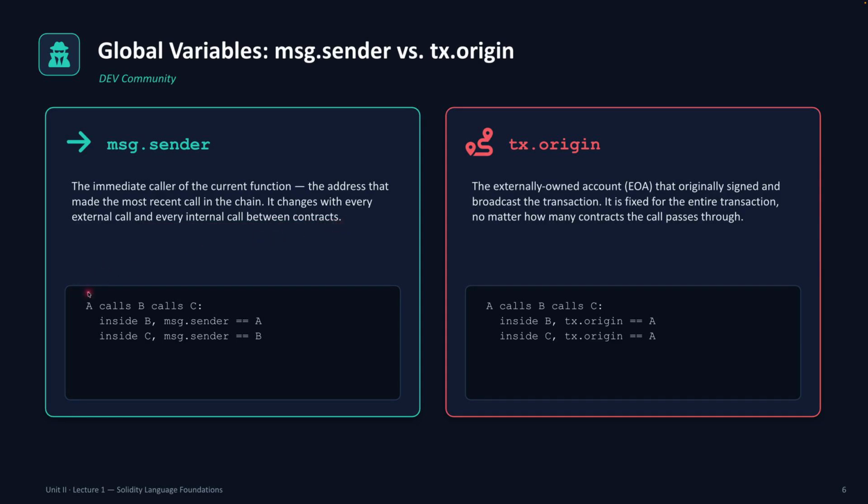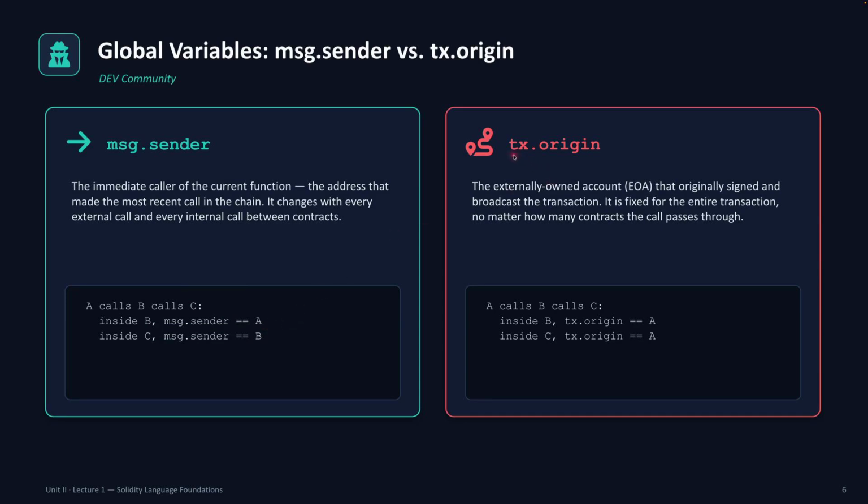Here, let us take a look at an example. A calls B and B calls C. Now, inside B, A becomes the msg.sender. And inside C, B becomes the msg.sender. Got it? What is msg.sender? The immediate caller of the current function. Here, A calls B. So, inside B, A is the msg.sender. And B calls C. So, inside C, B is the msg.sender. I hope this is clear.